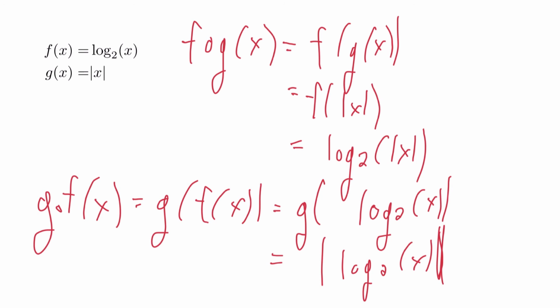So again, quite different functions. In particular, the first example, f composed with g, is defined for negative numbers. Because first I take the absolute value, which switches it to positive, and then I can take the log of it. The other one is still not defined for negative numbers. So in some cases, composing in different orders drastically changes the domain and range.